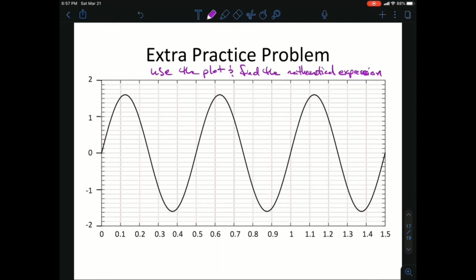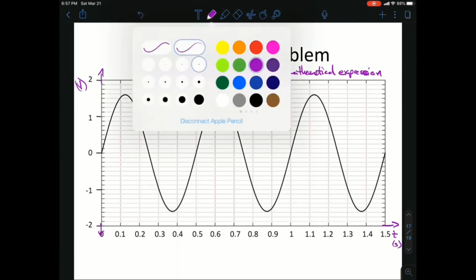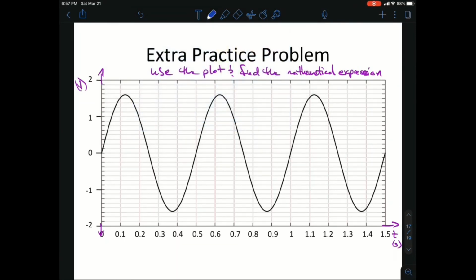Horrible handwriting there. What I'm going to add to that is that this is in time, seconds, and this is in volts. So just keep that in mind: the horizontal axis is time and the vertical axis is volts. Go ahead and pause the video, work through that, and then come back and we'll talk about it. Okay, so what I want you to do when you're working these is start by remembering your expression.